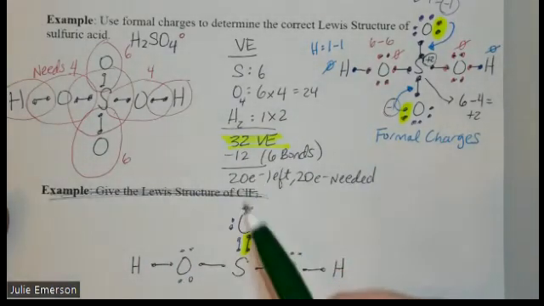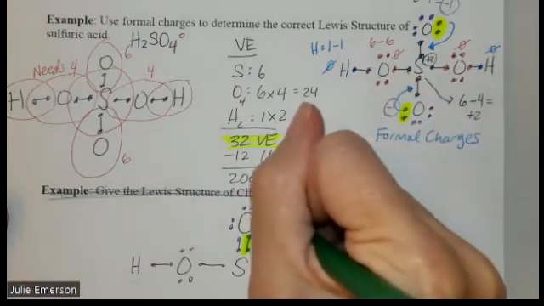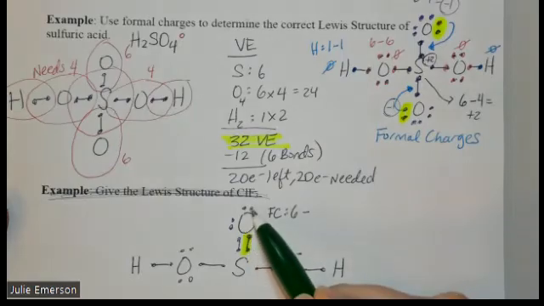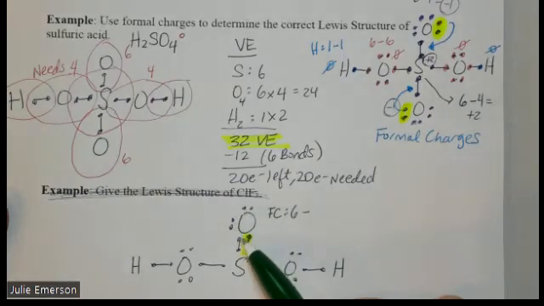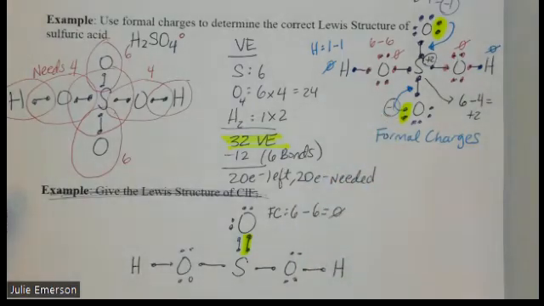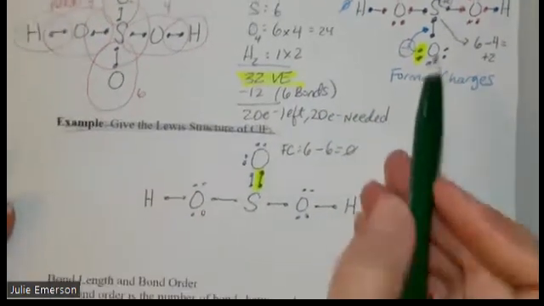Now, what did that do to the formal charge? The formal charge on this oxygen comes in with 6, and now we've assigned it 1, 2, 3, 4, 5, and 6. So now the formal charge on the oxygen has gone to 0. That's good. Now, the same thing for the bottom.